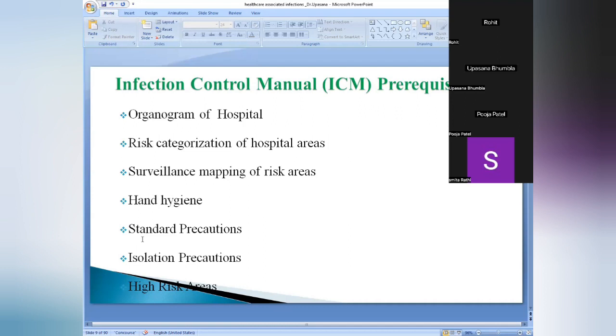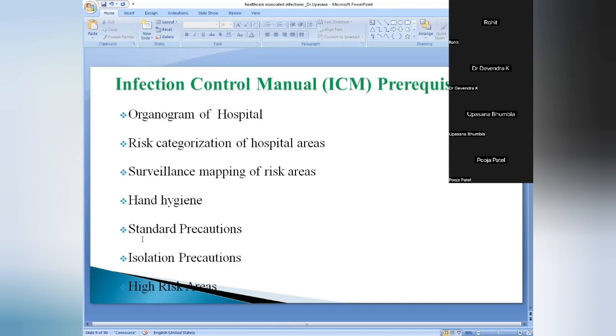Then the risk categorization of the different hospital areas, which are the hotspots, which are the high risk areas. Then surveillance mapping of risk areas, which we will be dealing with in the next presentation, the surveillance part of all the 4 parameters of all the healthcare associated infections. Then hand hygiene, being the important and representative aspect of cleaning and of a healthy healthcare environment. Then the standard precautions and the isolation precautions.